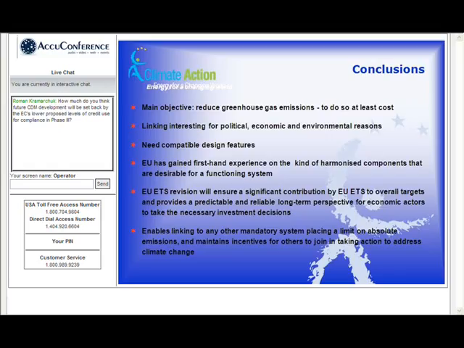RGGI will recognize CDM credits internationally, and as Damien mentioned, I think the internal or domestic offset system doesn't seem like it should be a problem.